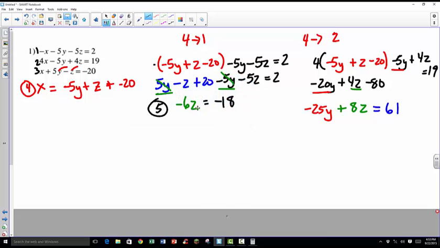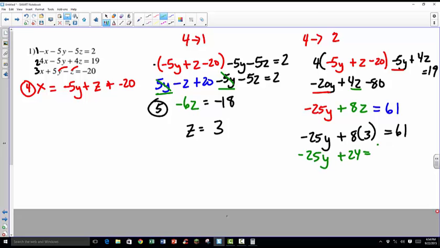So I can already solve for z. I don't have to do anything extra except solve for it. Here you can see that we already know that z is going to be equal to 3. So I can plug this value in and find out what y is. So I can do my negative 25y plus 8 times 3 is equal to 61. So now I know I got negative 25y plus 24 equals 61.